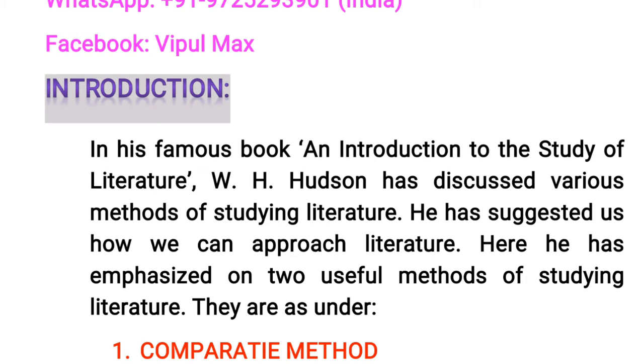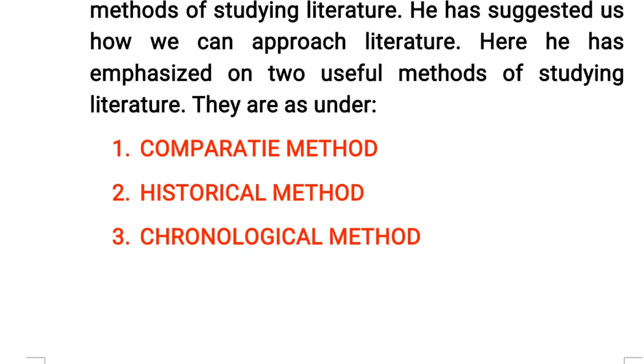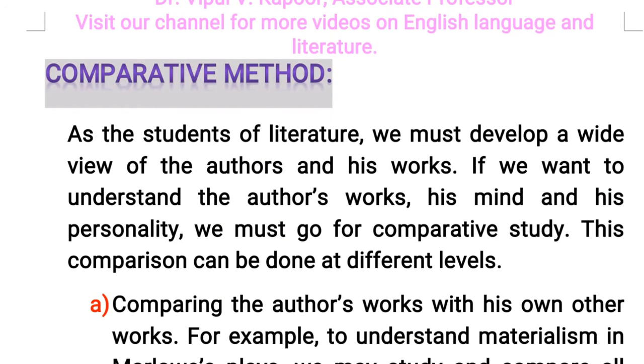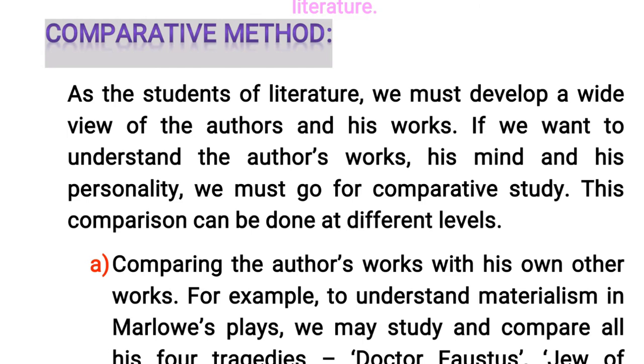As I told you, Hudson has written this book, An Introduction to the Study of Literature. And here he has discussed poetry, drama, novel, and different forms and genres of literature. But when we are studying literature as a beginner, the question that comes before us is how to study literature, how to start studying literature, or how to understand the works of the author in a better manner. For that, Hudson has suggested three different methods of studying literature, and they are comparative, historical, and chronological methods. So, let's begin with the comparative method.